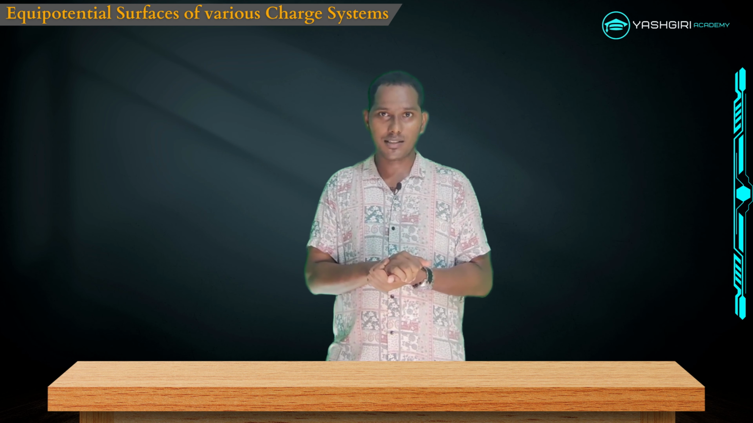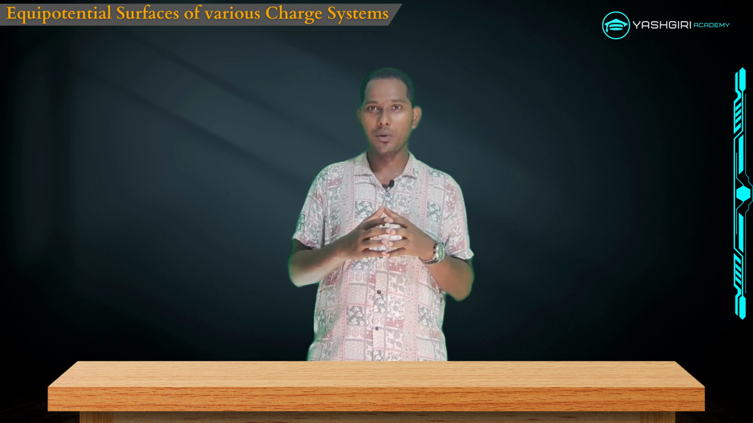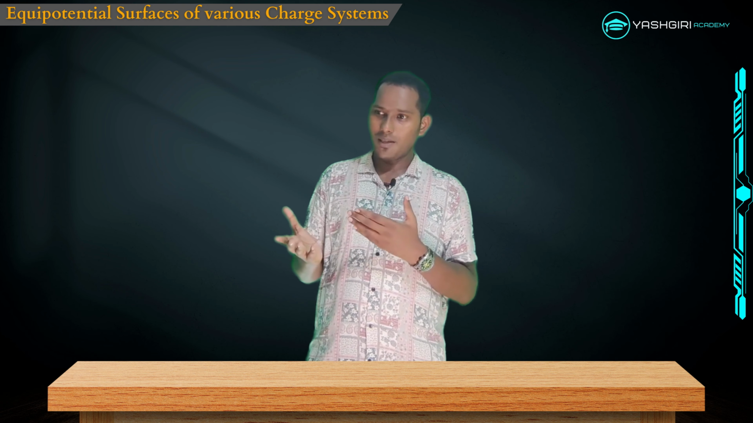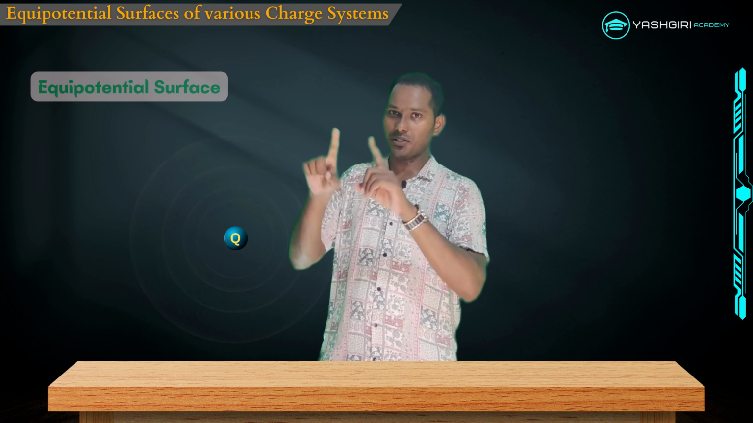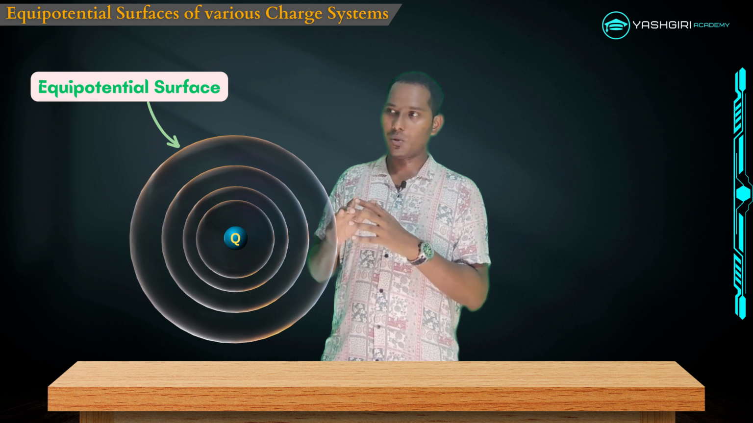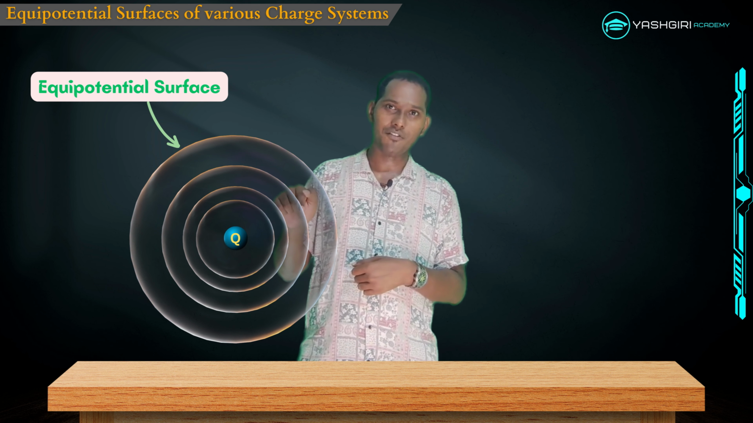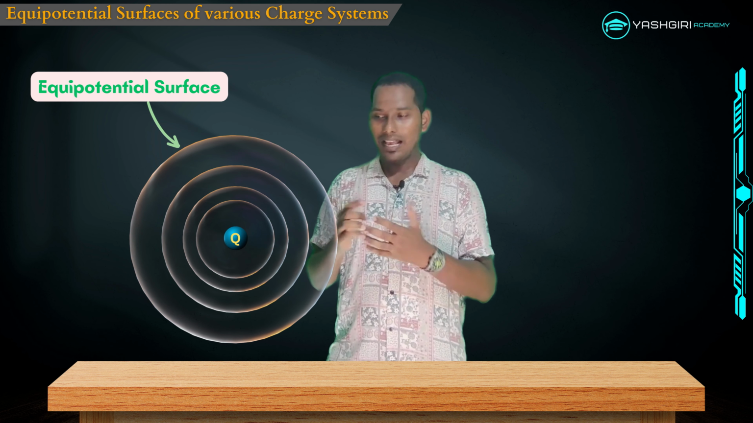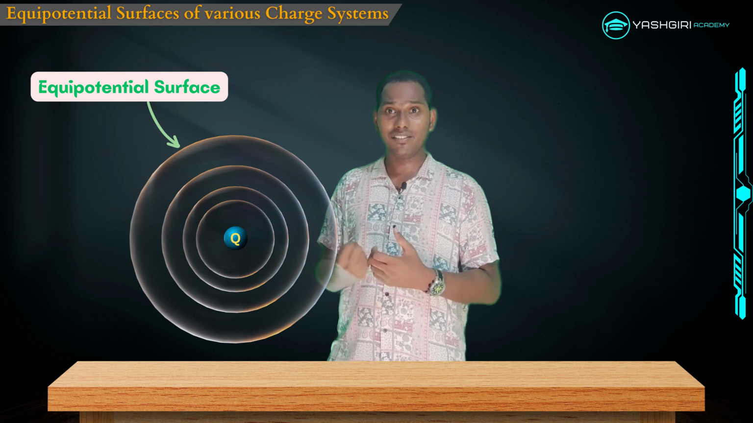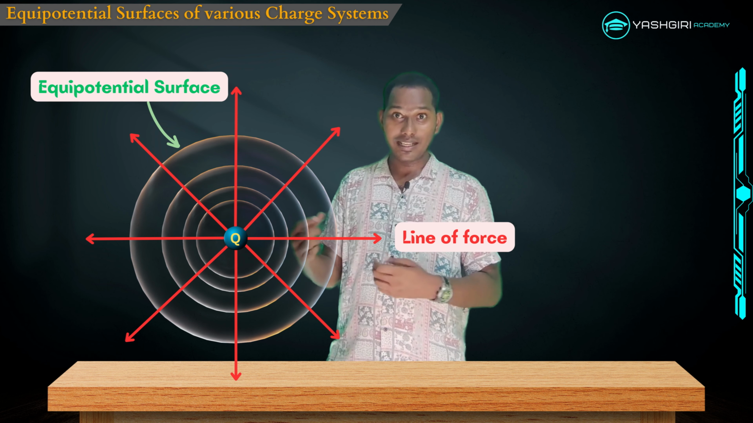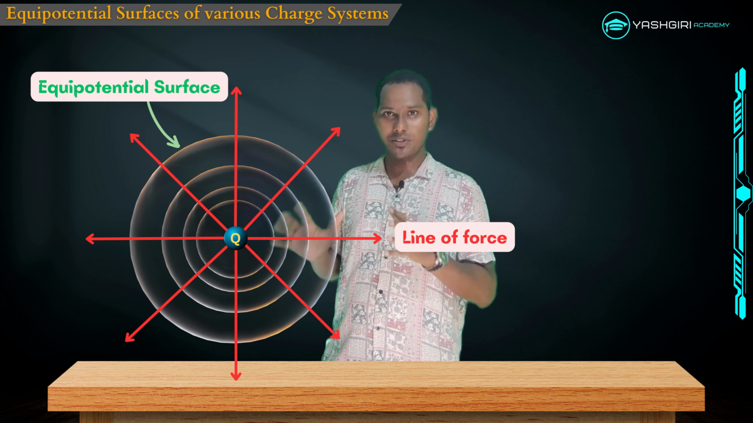Now here, let us see some of the equipotential surfaces for different charge systems. One we have already seen for a point charge. The equipotential surfaces will be concentric spherical shells whose center lies at the center of the point charge. Since this is a positive charge, the electric field lines come radially outward, and the direction of the field lines will be perpendicular to the equipotential surface.